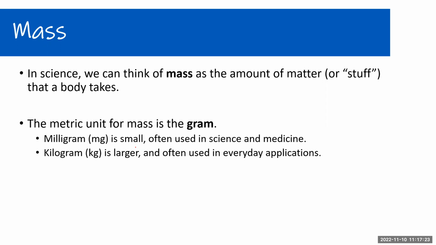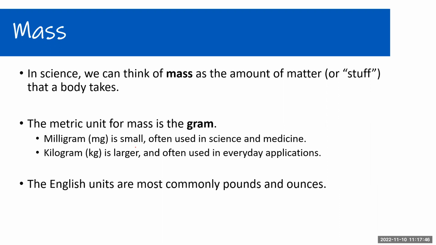A milligram is small. It's often used in medicine and science, and sometimes we even use micrograms in science and medicine. And you can see that that's 10 to the negative 6 versus milligram being 10 to the negative 3. You can even go down to nano, things like that. But for most of what we'll do in this class, we'll talk about milli and kilo, kind of stay between those. English units for mass are most commonly our pounds and our ounces. So if you think about when a baby's born, they're however many pounds and however many ounces.